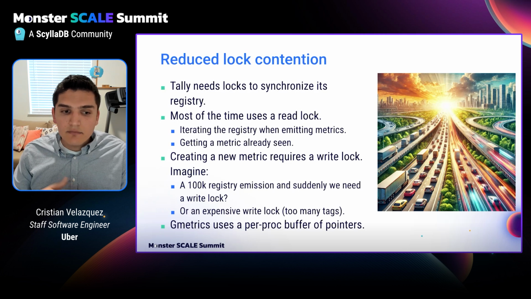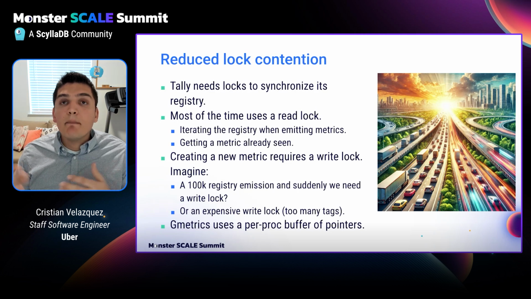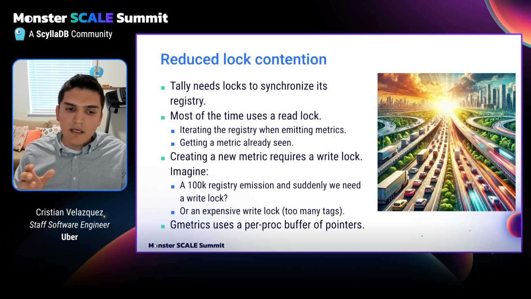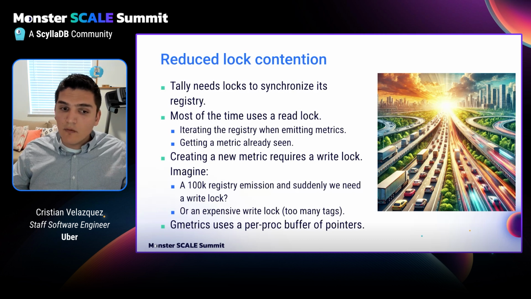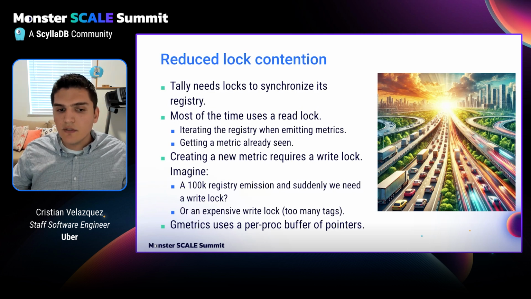In Gmetrics world, we also have some locks, but we reduce the P99 by having per-proc buffers. In Go world, you have this concept of GOMAXPROCS, which basically means that if you have 4 cores, you are going to create four procs, and then we create 4 buffers, and each buffer has its own lock. That way, whenever you receive a write operation, we just acquire the lock for that write operation, and we reduce lock contention there.